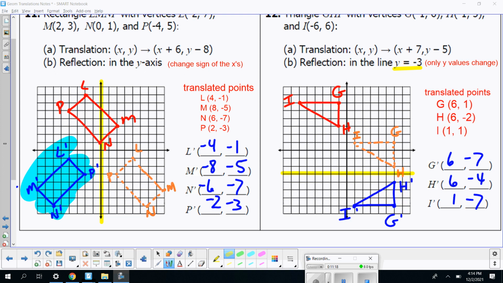Okay, here's our answer to number 12. Remember, when you're reflecting over the line y equals -3, only your y values are going to change. And then if you look, here is our final transformed triangle.